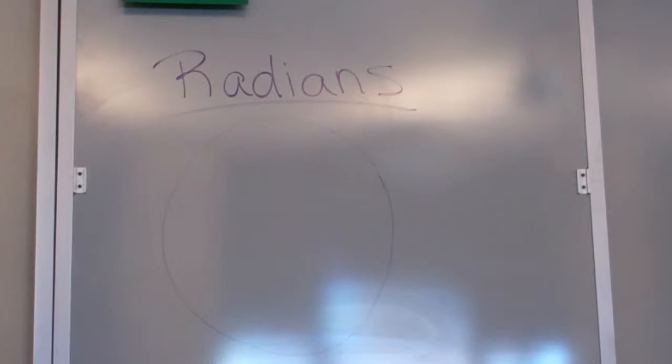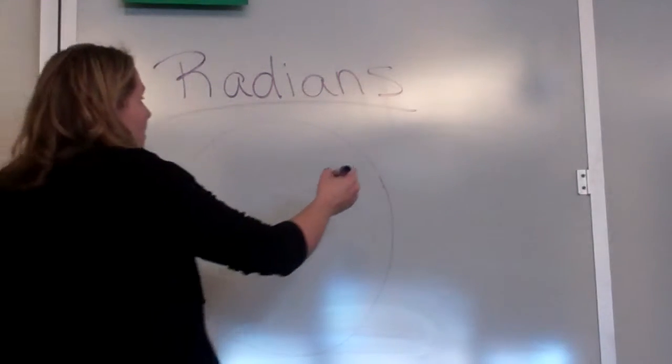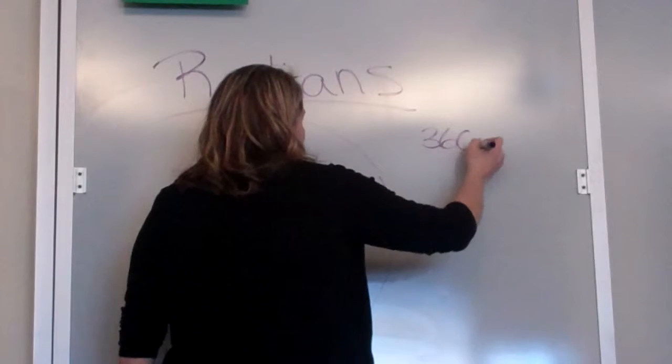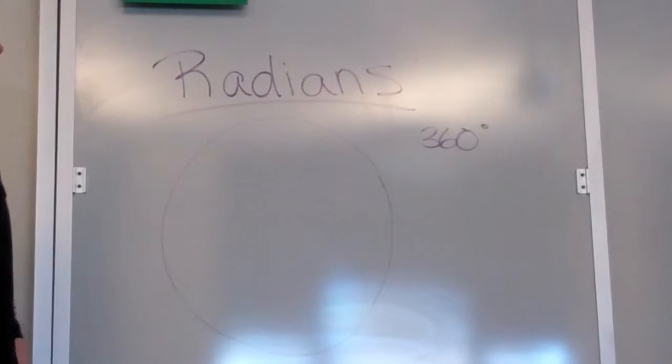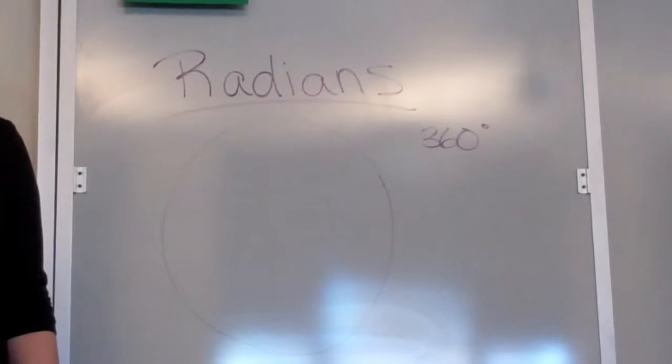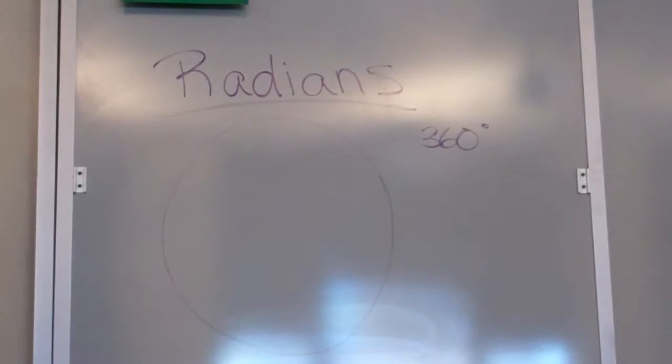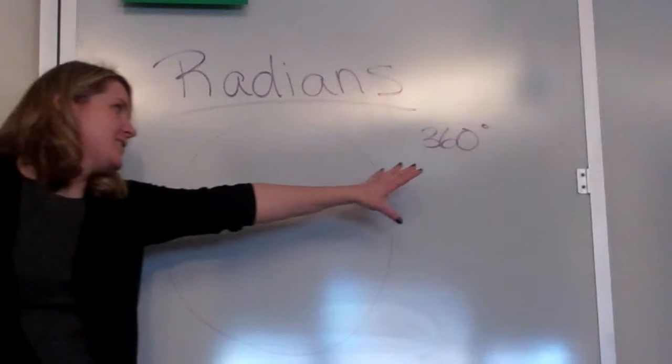How many degrees in a circle, Jack? 36. Okay, we know that there are 360 degrees in a circle. Didn't I say 360? Okay, 360 degrees.